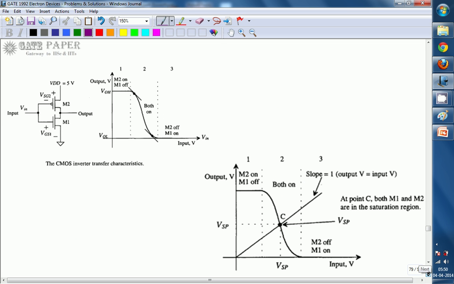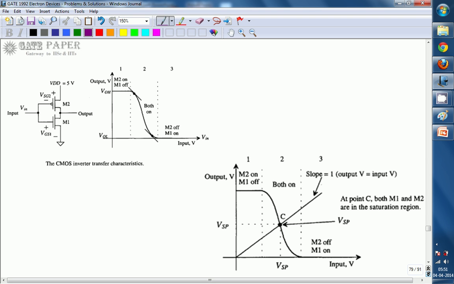The graphical way is to draw, on the CMOS inverter transfer characteristics, a straight line with slope 1 that passes through the origin. Slope 1 is nothing but y by x equal to 1. Y axis is output, x axis is input, so output by input is 1. That is, this straight line gives all the points where V naught is equal to V input.